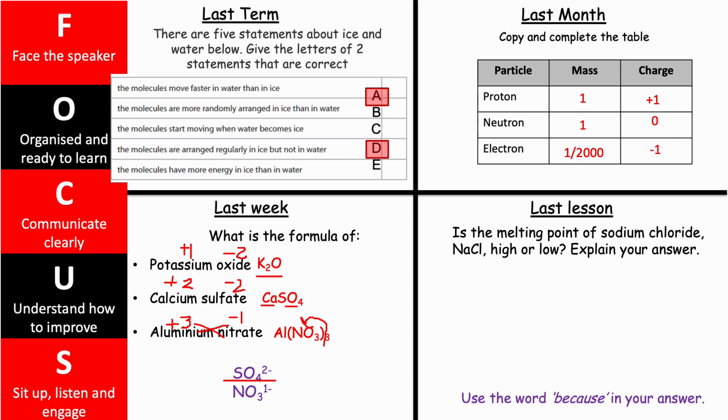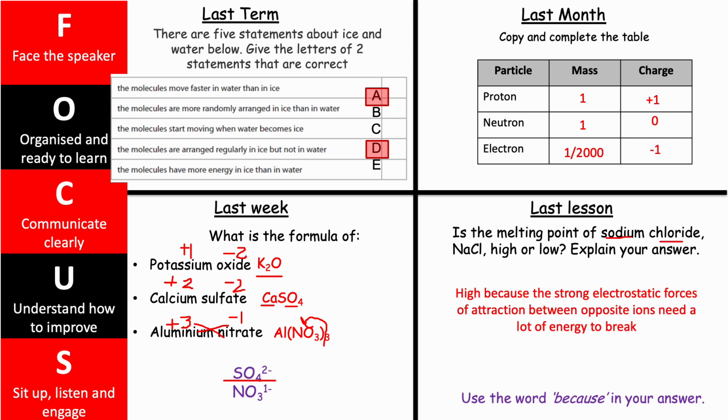And if we move on to the last lesson question, it says, is the melting point of sodium chloride high or low? Well, we know sodium is a metal because it's on the left of the periodic table. Chlorine is a non-metal because it's on the right of the periodic table. So sodium chloride has ionic bonding, and we know the melting point of ionic compounds is high because lots of energy is needed to break the strong electrostatic forces of attraction between my oppositely charged ions, my positive sodium and my negative chloride ion.